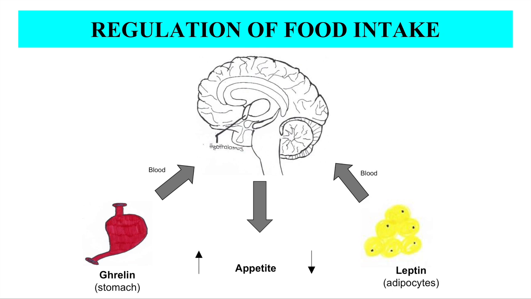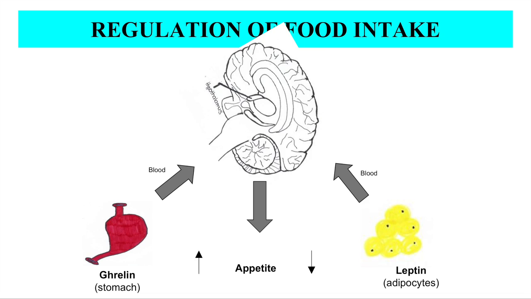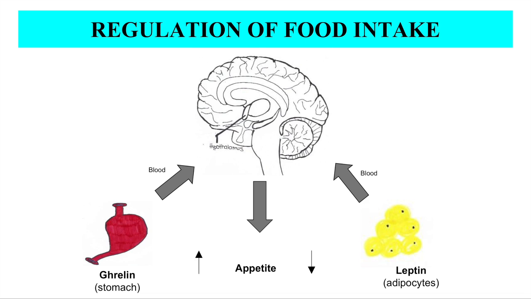Ghrelin and leptin are the hormone proteins that regulate appetite and hunger. Ghrelin hormone is secreted mainly by the stomach when the stomach is empty. From the stomach, it goes to the blood, where it crosses the blood-brain barrier to the arcuate nucleus of the hypothalamus. The hypothalamus then conveys the message to the body to increase appetite. Therefore, ghrelin is high before you eat and low after you eat.